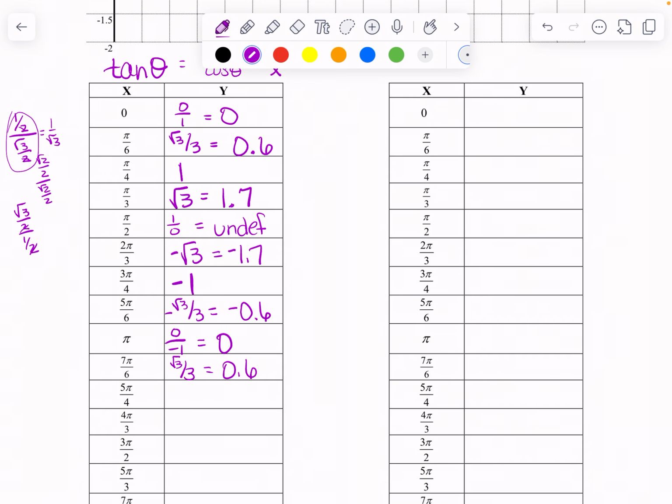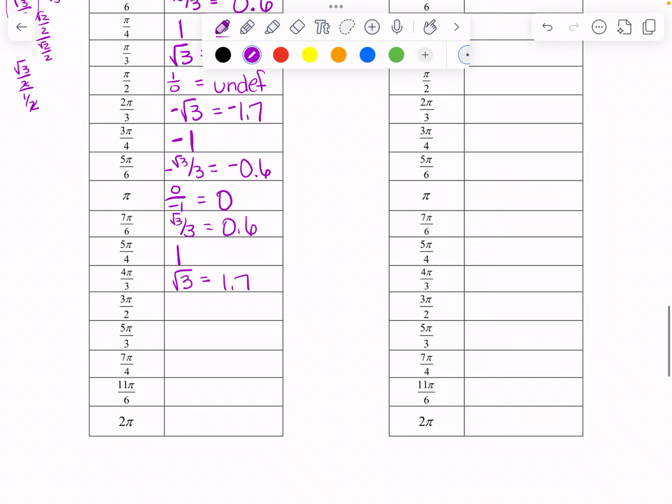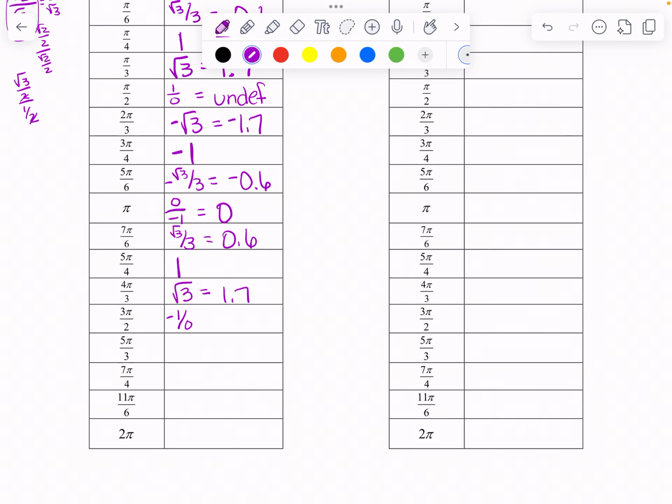5 pi over 4, they're both negative. So negative root 2 over 2 over negative root 2 over 2, so a positive 1. 4 pi over 3 is a negative root 3 over 2 over 1/2. So this guy, or negative 1/2, so use positive root 3. So positive 1.7. 3 pi over 2 is negative 1 divided by 0, so undefined.